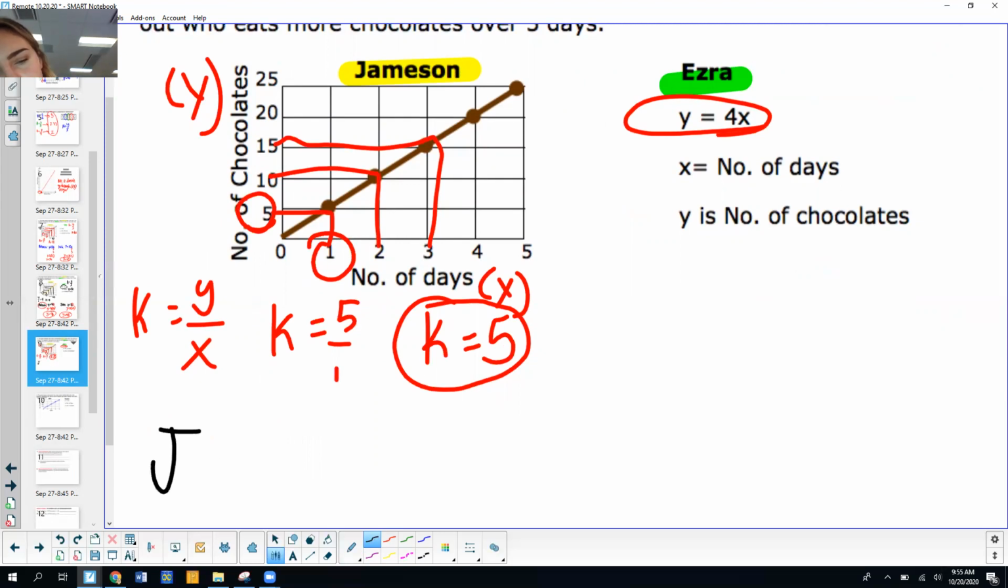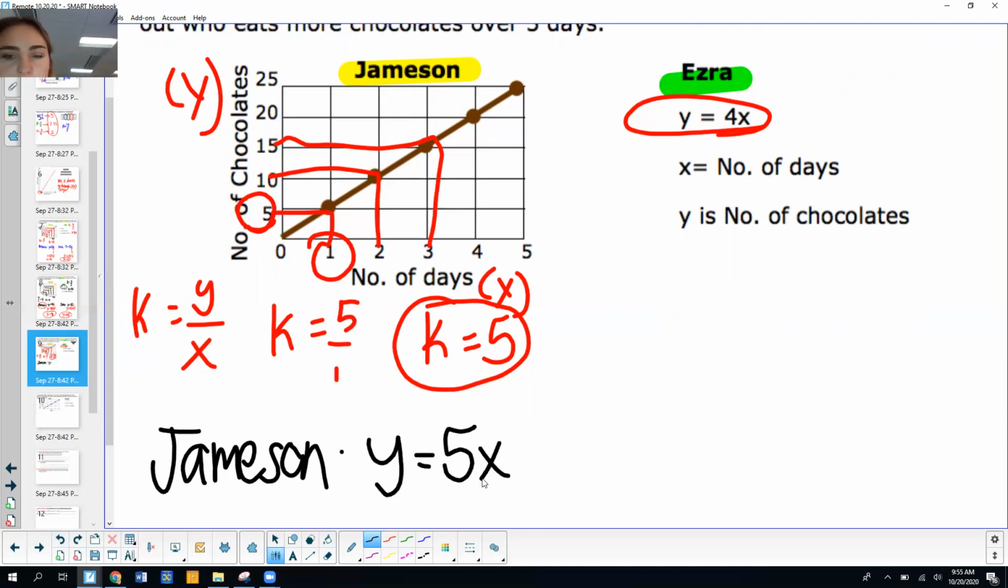So for Jameson, his equation is going to be y equals 5x. That means 5 times the number of days is going to give us the number of chocolates he eats in 5 days, or in any number of days.